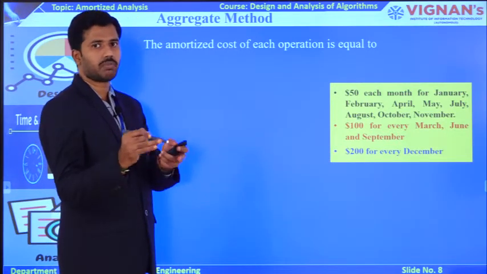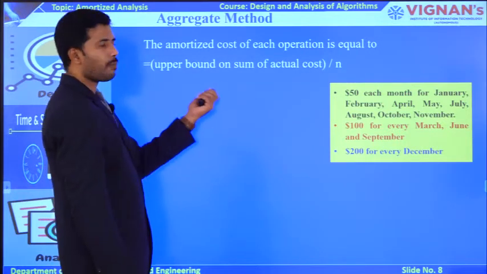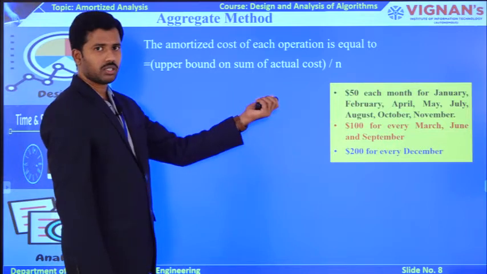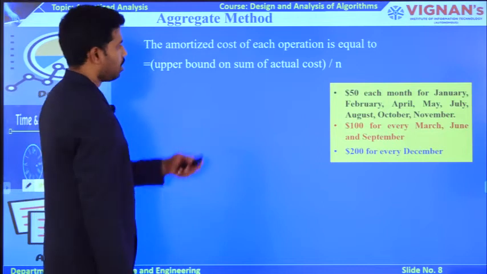Sum of all the elements by n. So the simple formula I am applying here: my formula is going to be the upper bound value of all the cost. I need to apply sum by n.